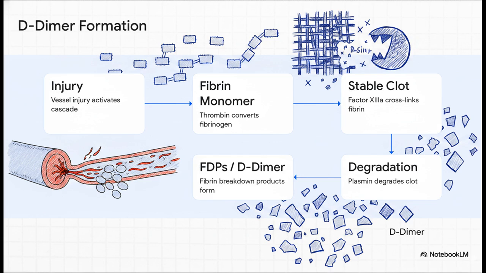Step 4, the body realizes it eventually needs to clear that clot, so an enzyme called plasmin begins to chop up and degrade the cross-linked fibrin. And finally, step 5, this breakdown produces fibrin degradation products, specifically D-dimer. Therefore, D-dimer fundamentally proves that a clot was not only formed, but is actively being broken down in the body.